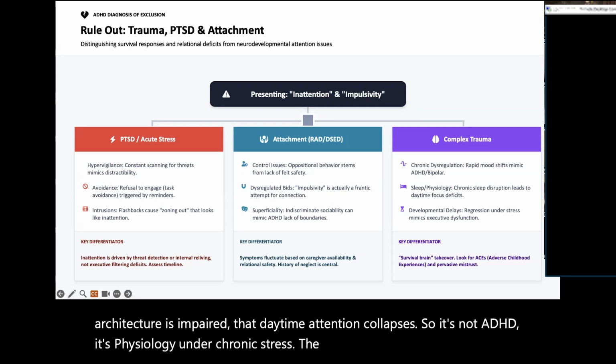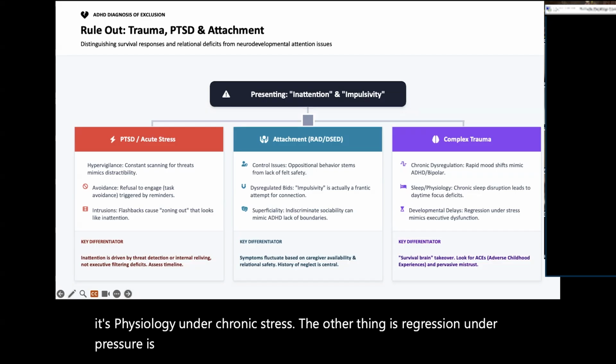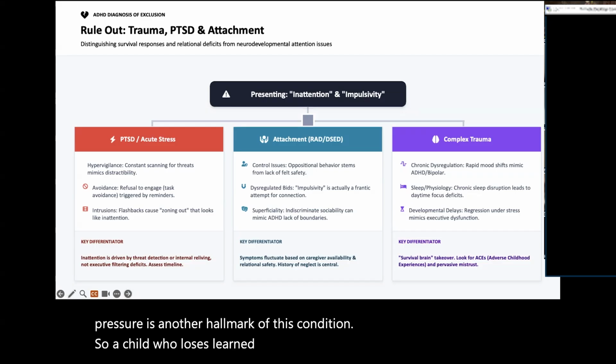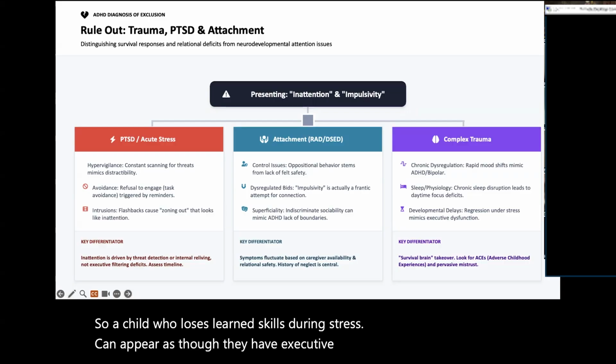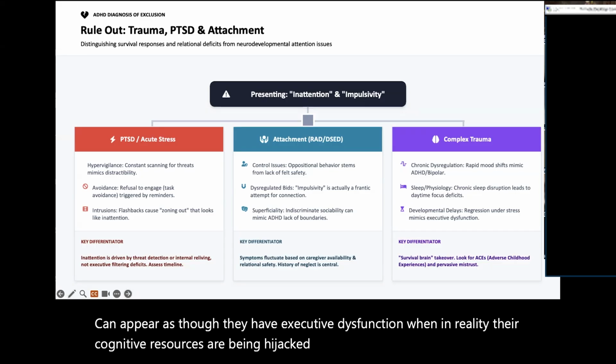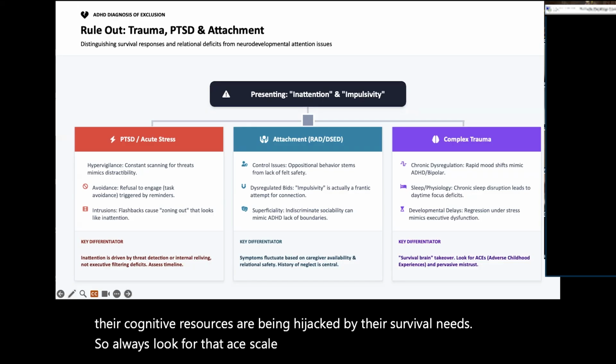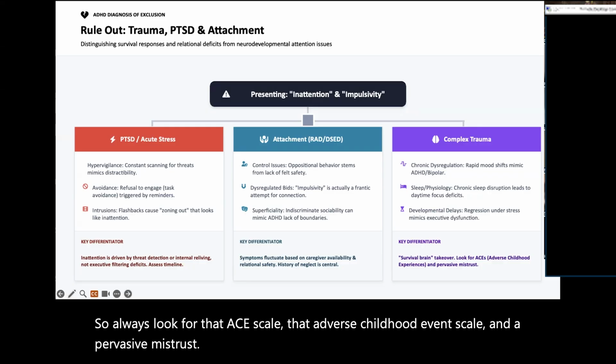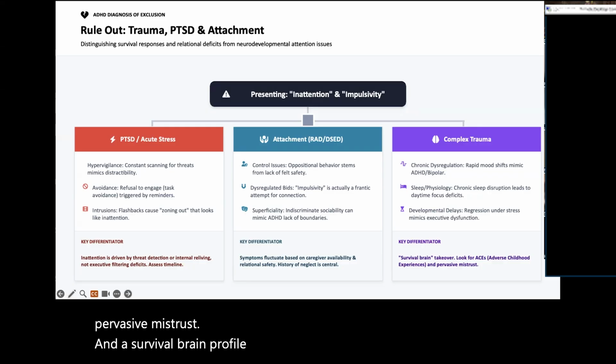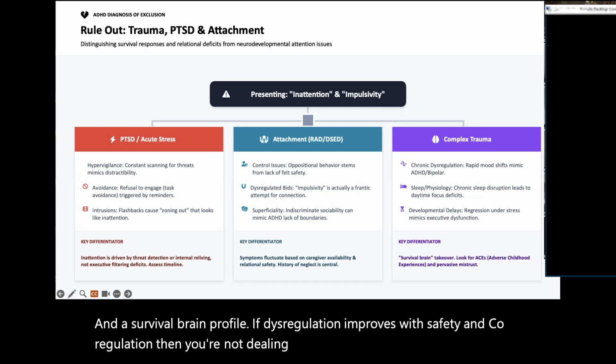The other thing is regression under pressure is another hallmark of this condition. A child who loses learned skills during stress can appear as though they have executive dysfunction, when in reality, their cognitive resources are being hijacked by their survival needs. So always look for that ACE scale, that adverse childhood experiences scale, and a pervasive mistrust and a survival brain profile. If dysregulation improves with safety and co-regulation, then you're not dealing with ADHD there.